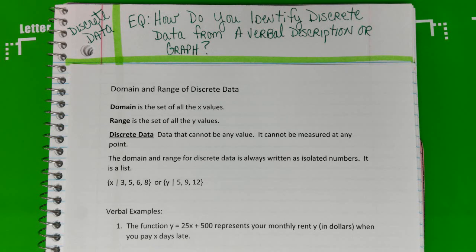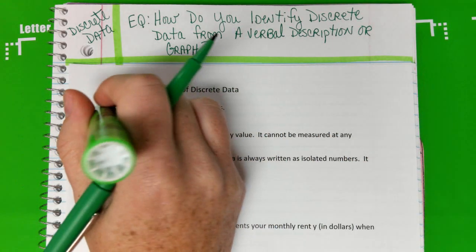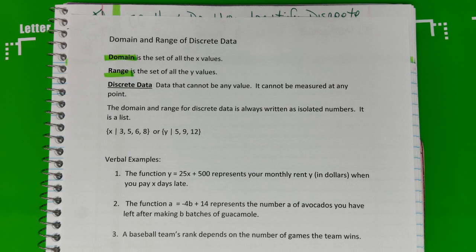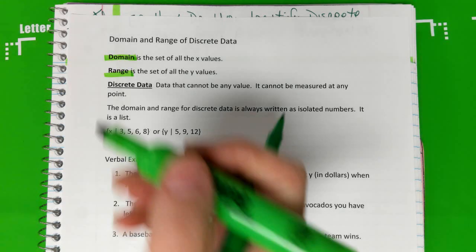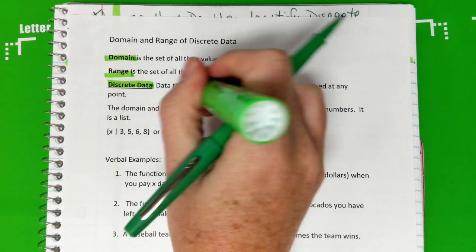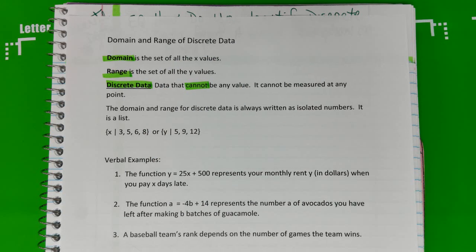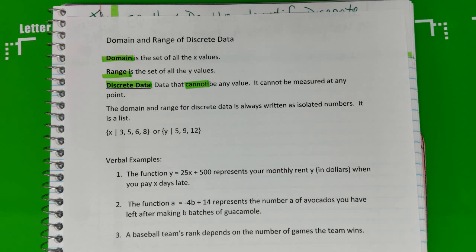Just a reminder, domain is the set of all the x values, range is the set of all the y values. Now in some cases, discrete data is actually a little bit easier. Discrete data is data that cannot be any value. It cannot be measured at any point.